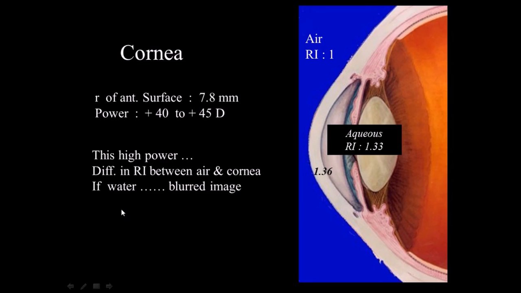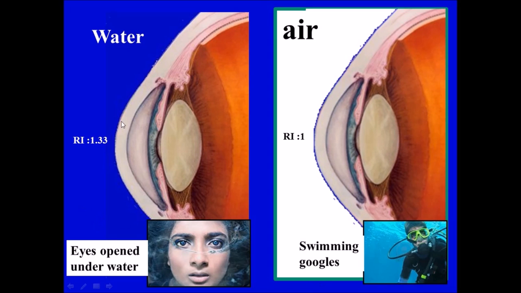If somebody opens his eye under the water, he will get image blurred, because if you open your eyes directly in the water, you're going to open in a media of water which has a refractive index of 1.33. So the difference between 1.33 and 1.36 is small. So the power will be markedly dropped. On the other hand, if you use some goggles, keeping some air in front of the eye, then the image will be clear.